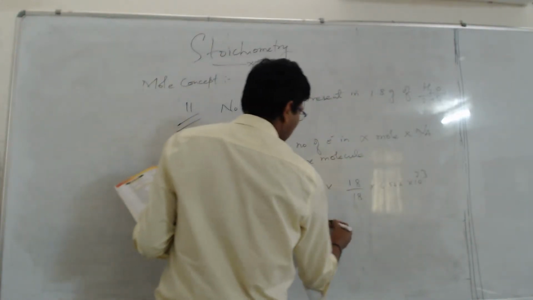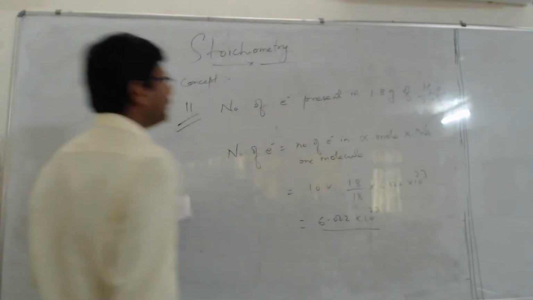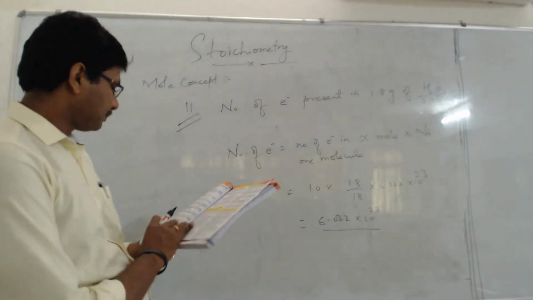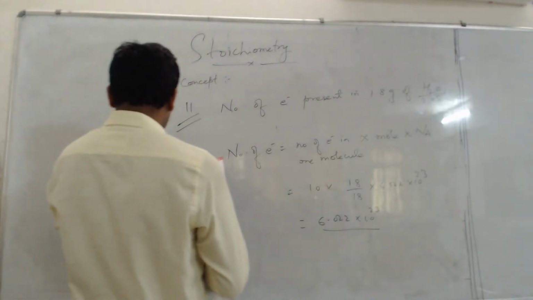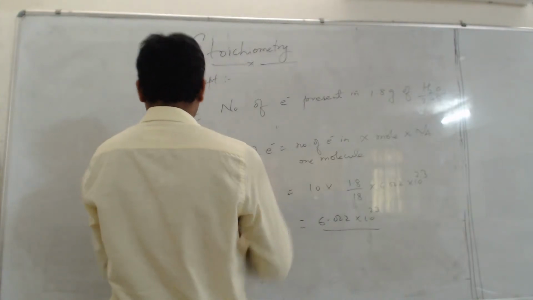So it is equal to 6.022 into 10 to the power 23. So the number of electrons present in 1.8 gram of water is equal to Avogadro number. So the correct choice for question number 11 is 1.